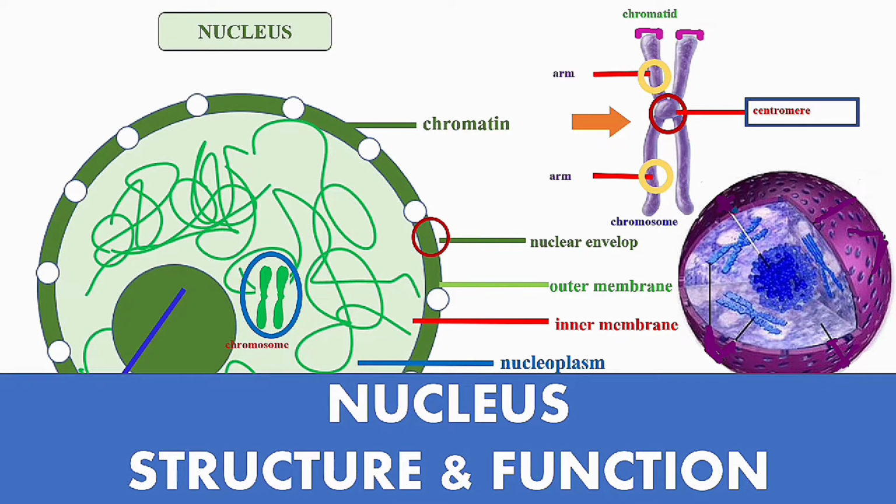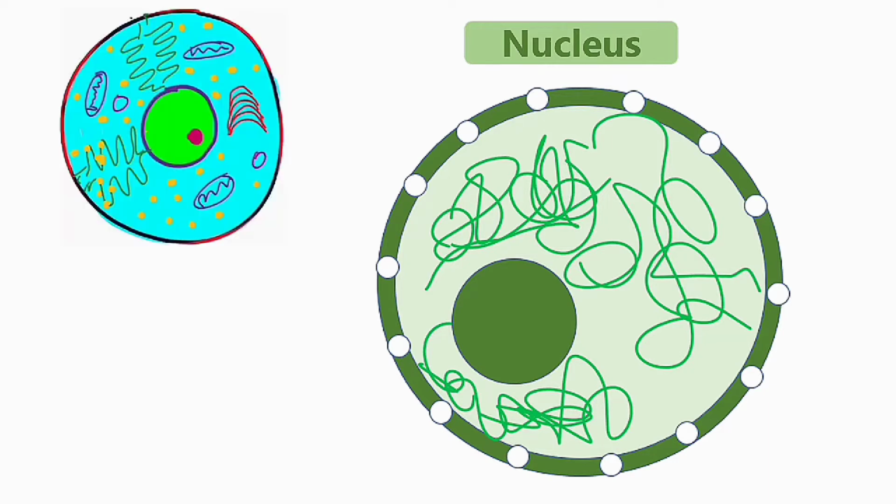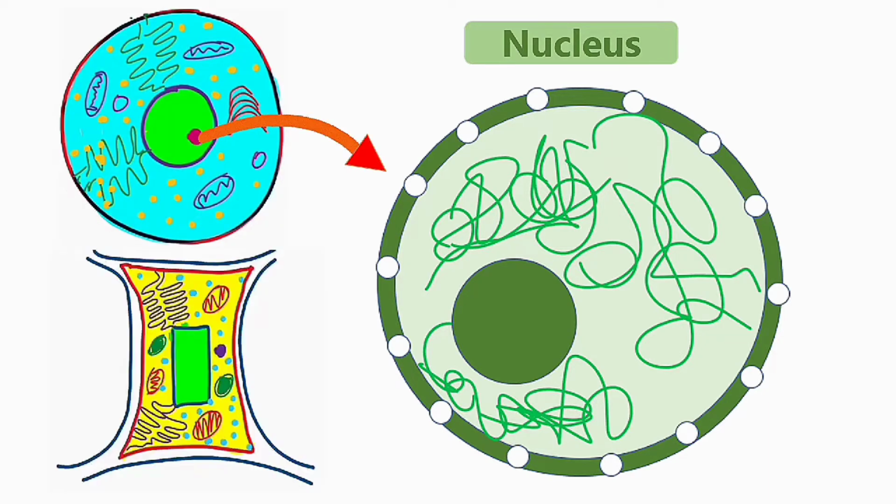Today in this video we are going to study about the nucleus, its structure and function in detail. Nucleus is a darkly stained, spherical or irregular structure which occupies the central space in animal cells, while in plant cells it is pushed to a side because of the large vacuole in the center. Cells may be mononucleate, meaning containing one nucleus, binucleate, containing two nuclei, or multinucleate, containing more nuclei in their cytoplasm.